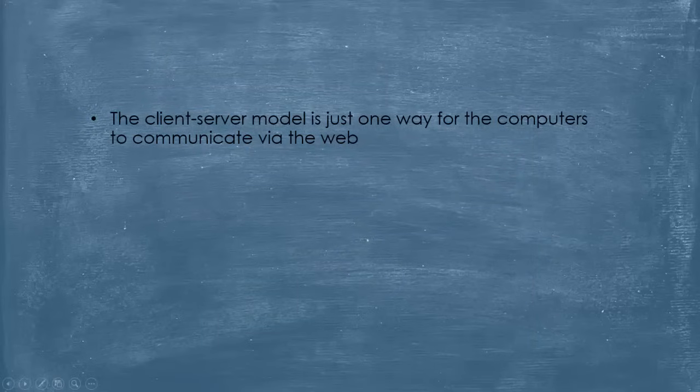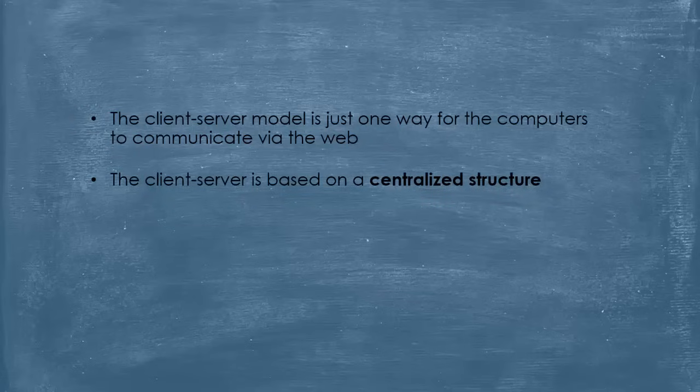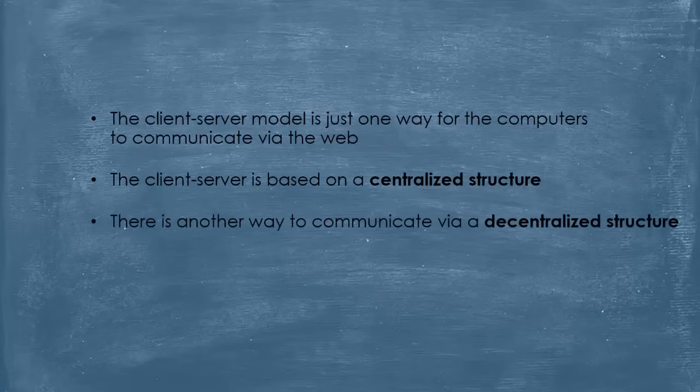It's also worth mentioning that the client-server model is just one way for computers to communicate via the web. And while this architecture is based on a centralized structure, there is another way to communicate and it is a decentralized one. It is the opposite of the client-server model and it is called the peer-to-peer model. Understanding the two models and contrasting them may help you in your understanding of communications on the web.